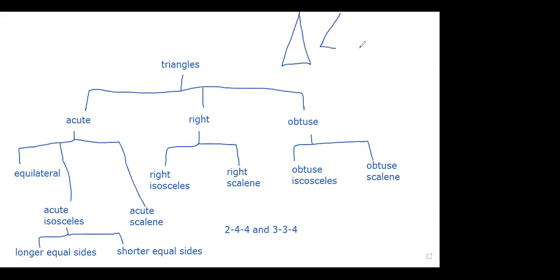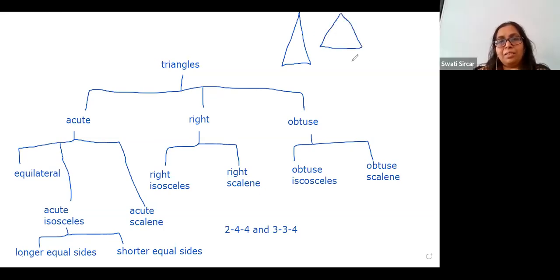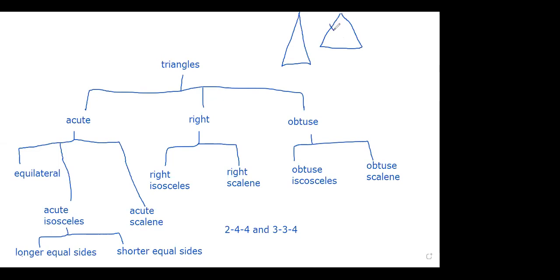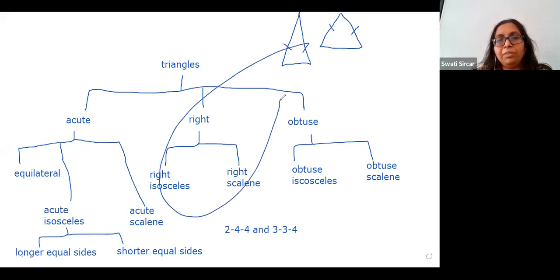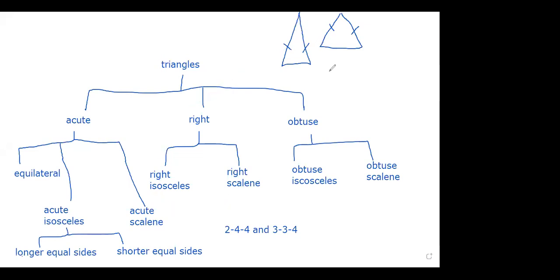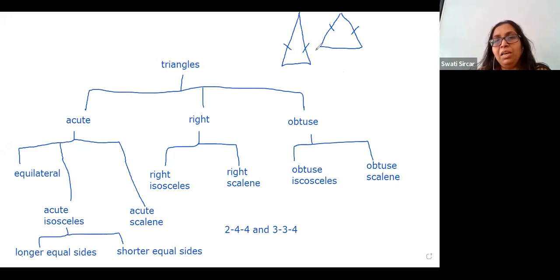60. Yes, it will actually be 60. I mean, it will not be exactly 60, but less than 60. 60 is the border, which if it touches 60, then it becomes equilateral. And similarly for the other one, the 3, 3, 4 type, what is the minimum value for this angle?